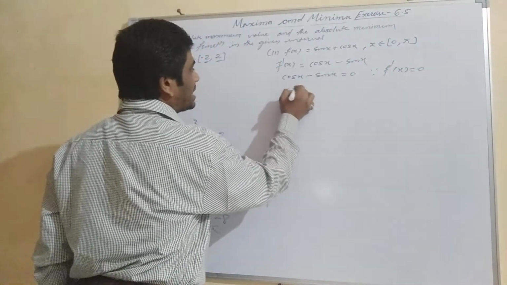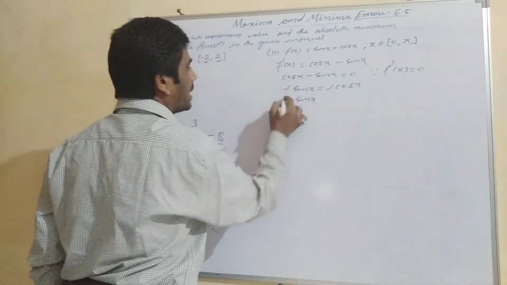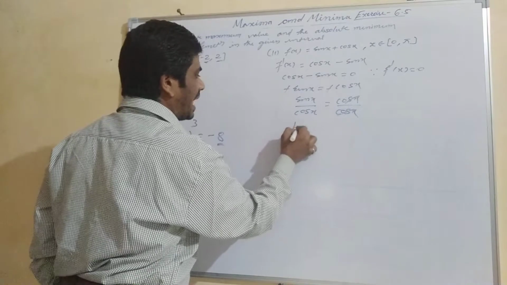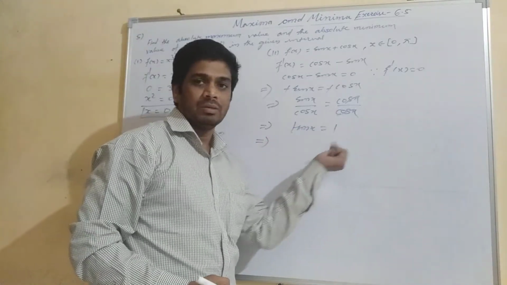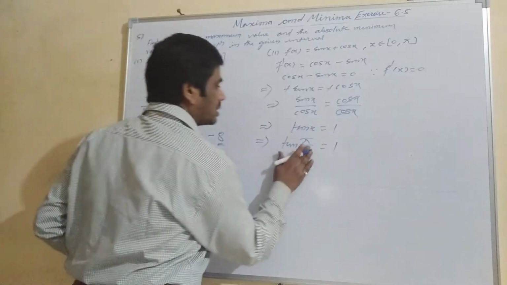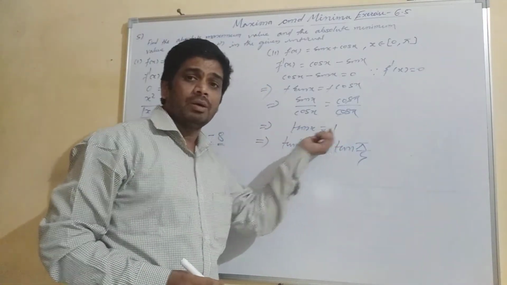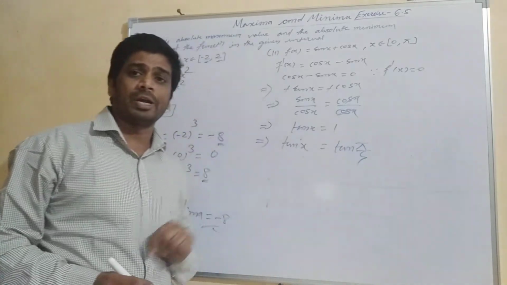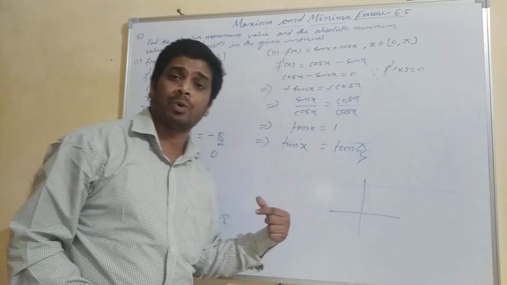So -sin x = -cos x we got. Divide by cos x, so the minus signs cancel, and sin x upon cos x equals cos x upon cos x, which means we get tan x = 1. For which angle is tan x equal to 1? tan pi by 4 equals 1. So tan x = tan pi by 4. Tan x will be 1 in two quadrants: in the first quadrant, pi by 4, and in the third quadrant also, pi plus pi by 4, because in the third quadrant tan is also positive.